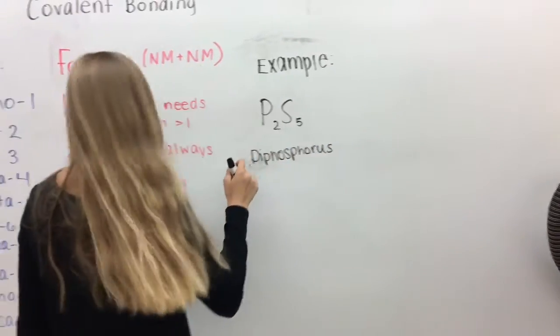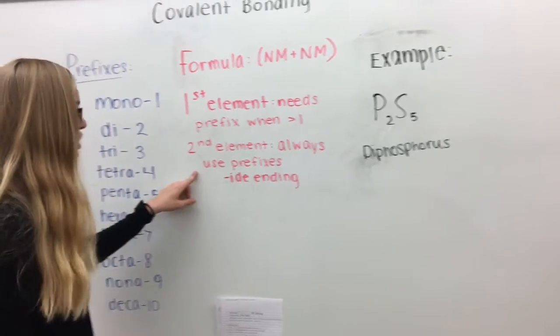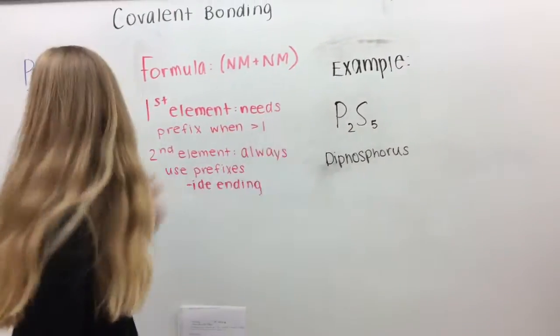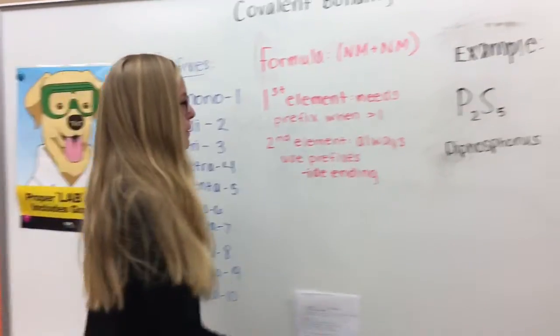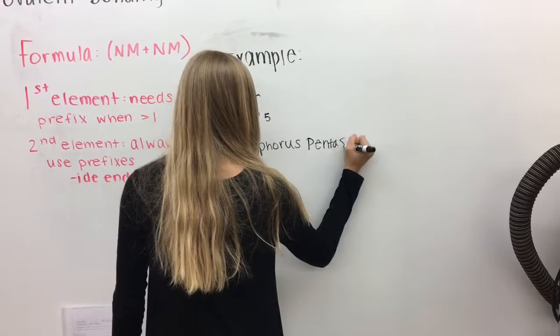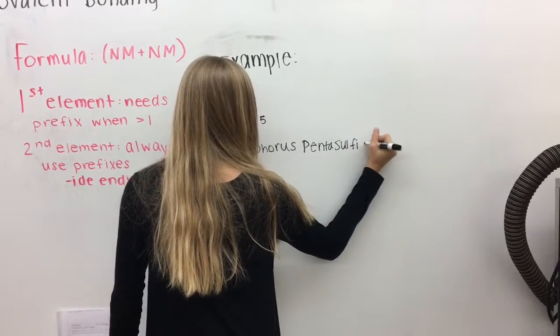Our next element is sulfur. Because it's the second element, it must have a prefix. This one's 5, so this represents penta. The final element is diphosphorus pentasulfide.